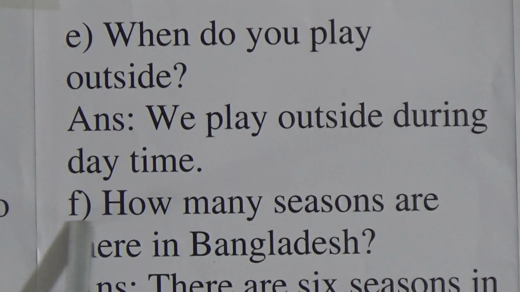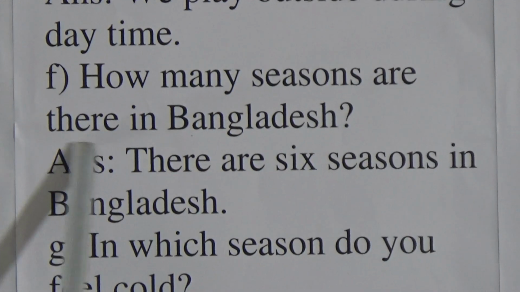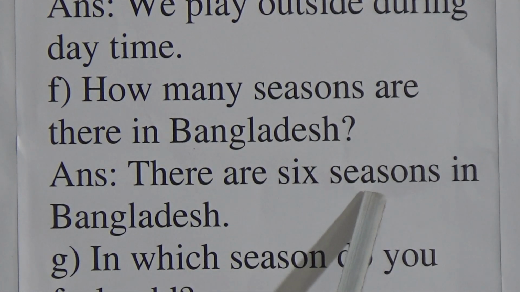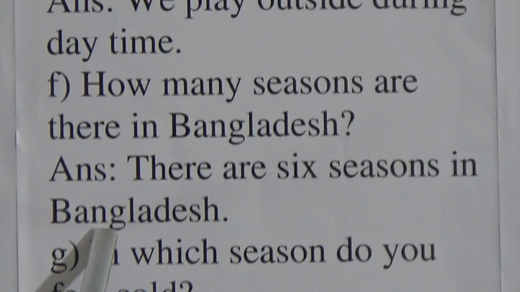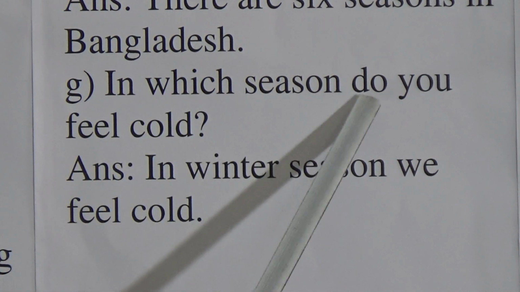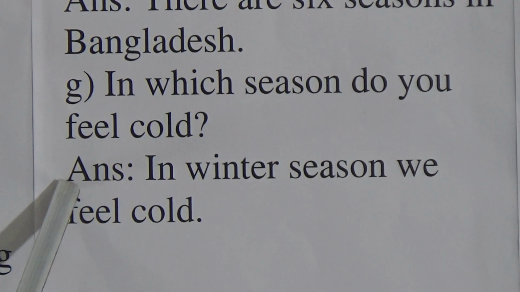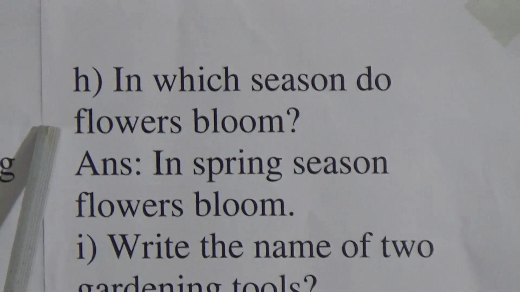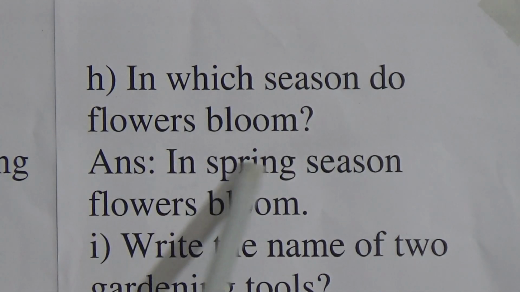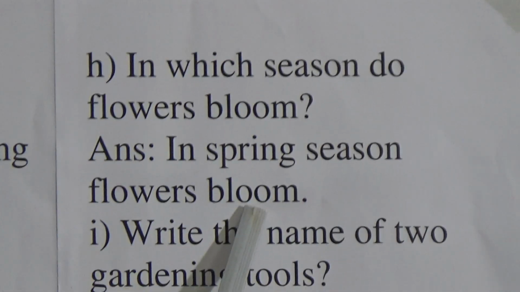And F number is how many seasons are there in Bangladesh? The answer is there are 6 seasons in Bangladesh. And now G number question is in which season do you feel cold? The answer is in winter season we feel cold. And after that H number. The question is in which season do flowers bloom? The answer is in spring season flowers bloom.